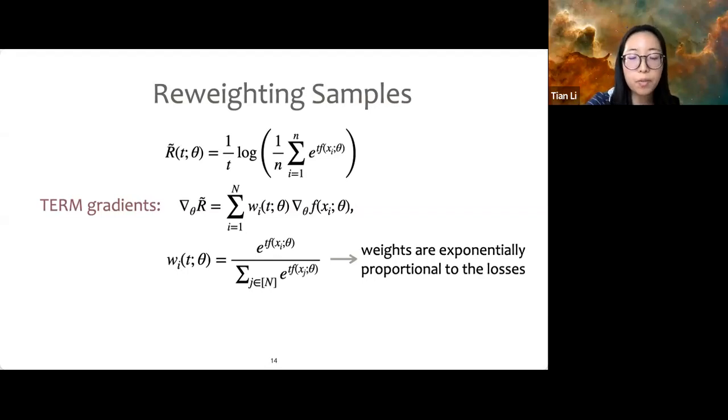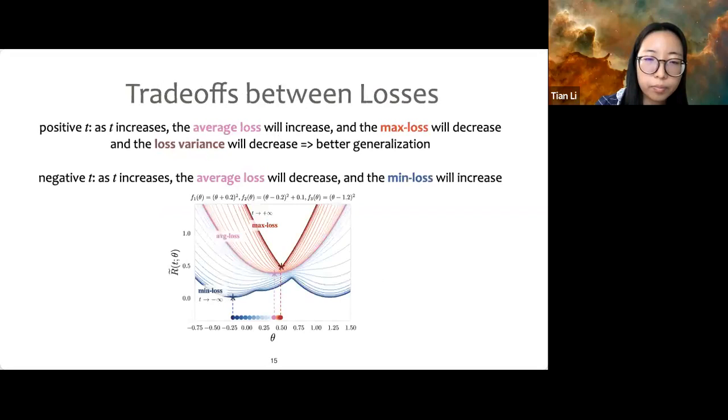So if some of the data points are malicious or corrupted, they usually have a large loss, because the model will usually fit the easy samples, the clean samples. And then we are able to ignore the noisy points in this case.